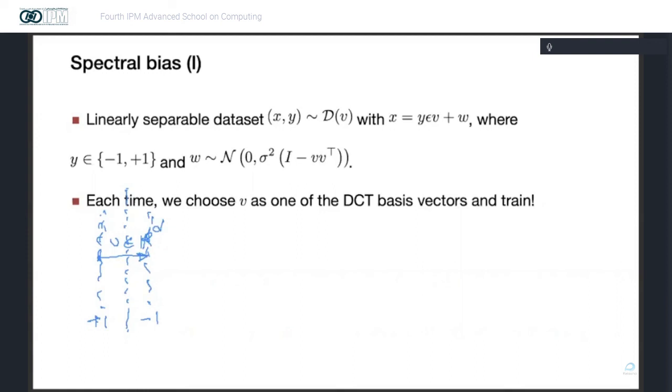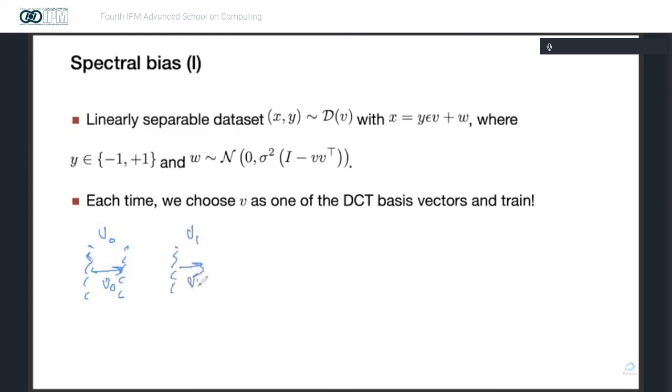But what we can do is choose V from an orthogonal basis. For now, let's choose V as the DCT basis vectors, which are orthogonal. So we pick, for example, the first DCT basis vector, and then we construct this data set, which is like we have this V0, and then we have these two Gaussians. We take V1, the next DCT basis vector, and construct a data set. We take maybe V2, we construct a data set, and so on and so forth, till, of course, because it's an orthonormal basis for d-dimensional Euclidean space, we'll have D of them. So if we pick the last DCT basis vector, which corresponds maybe to the highest frequency one, we construct this data set.